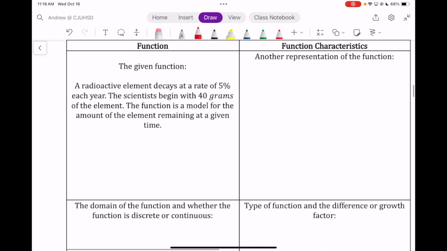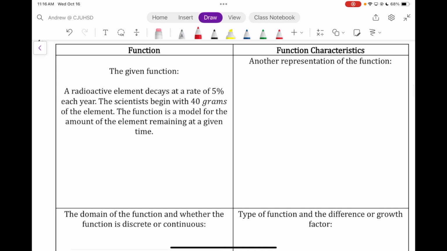Okay, here's another story problem. A radioactive element decays at a rate of 5% each year. The scientist begins with 40 grams of the element. The function is a model for the amount of the element remaining at a given time. So what happens in radioactivity is you've got these atoms all clumped together, and they are so energetic that they are shooting off pieces of themselves randomly every now and then.